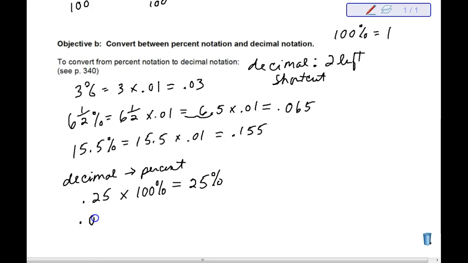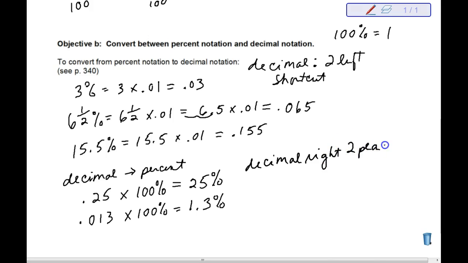If I had 0.013 and I wanted to convert it into a percent, I'd multiply by 1, and I would get 1.3%. From a decimal to a percent, the decimal point goes to the right two places.